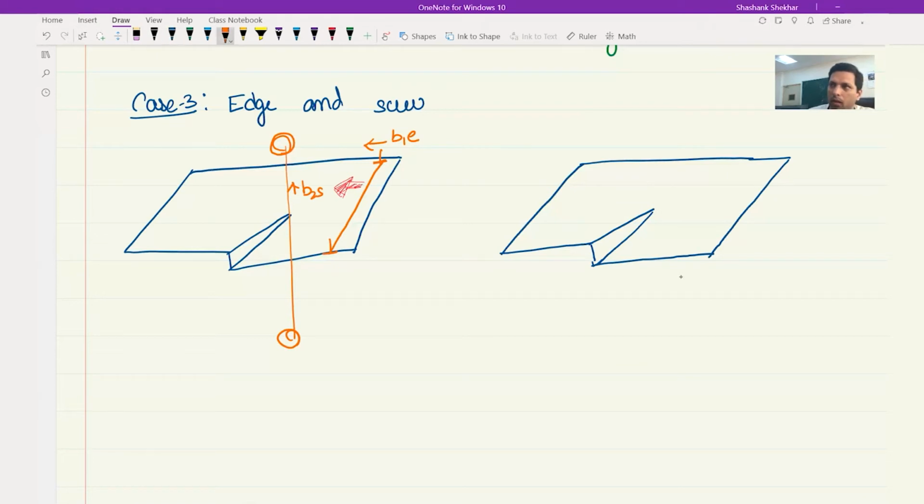And again, let me draw. So here the Burgers vector is along this direction. So the step will also be formed along this direction. And the Burgers vector for this one is along this direction. So the step must be formed along this direction. So how would it look like? Let's see.